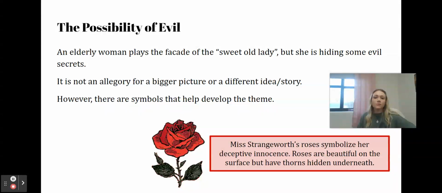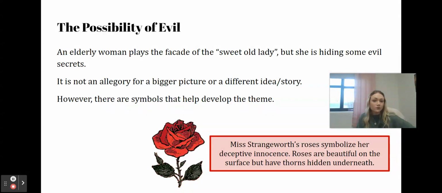An elderly woman plays a facade of the sweet old lady, but she is hiding some evil secrets. Okay, so The Possibility of Evil is not an allegory for a bigger picture or a different idea or story. It is exactly what it is. However, there are symbols that help develop the theme. The biggest symbol that we see in the story is a rose. Miss Strangeworth's rose symbolizes her deceptive innocence.